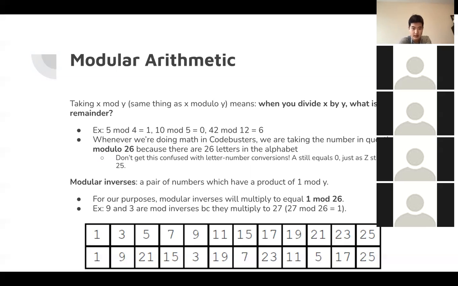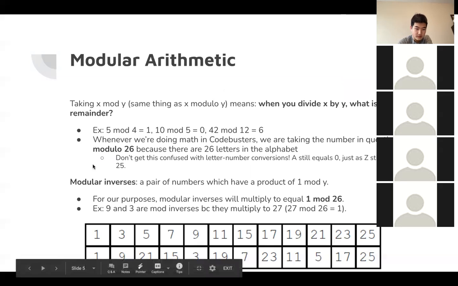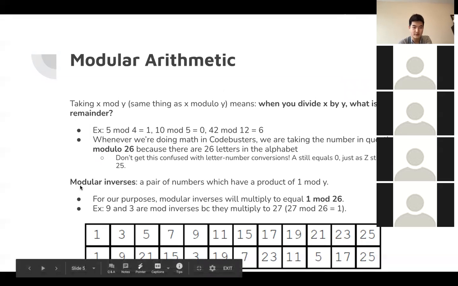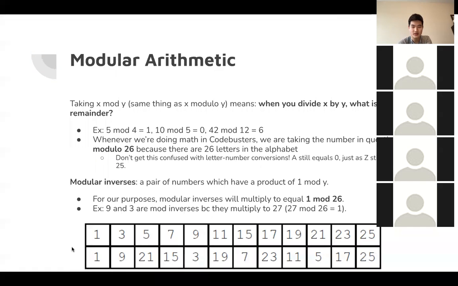So I have this table at the bottom that you can see. If we just run through a couple of them, 1 times 1 is 1, right? So obviously, if you divide 1 by 26, your remainder is 1 because you multiply 1 zero times into 26, and then you have 1 left over. 3 times 9 is 27, and if you do 27 divided by 26, you get a remainder of 1. You can check all of them if you really want to make sure they're correct, but I promise you that the table's correct.